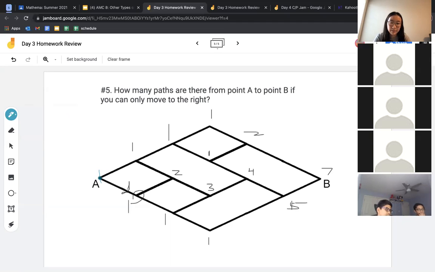just find all the paths, because this is a relatively simple one. So here's one way. Here's the second way. Remember, you can only move to the right. Here's the third way. Here's the fourth way. Here is the fifth way. Here is the sixth way. And this is the seventh way.